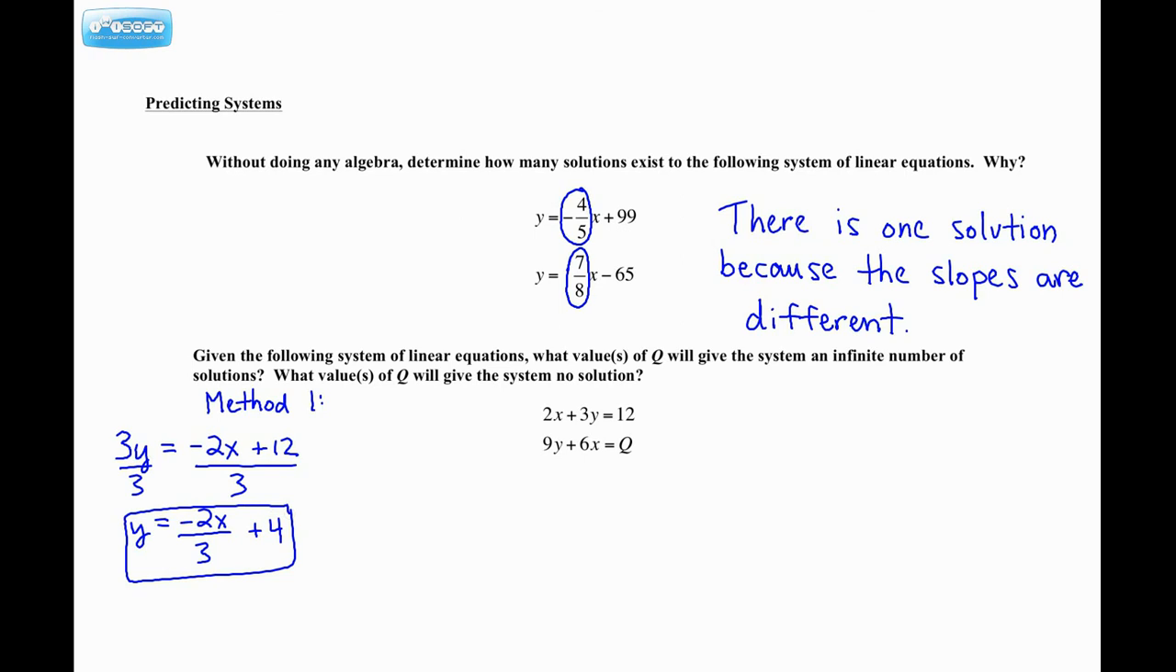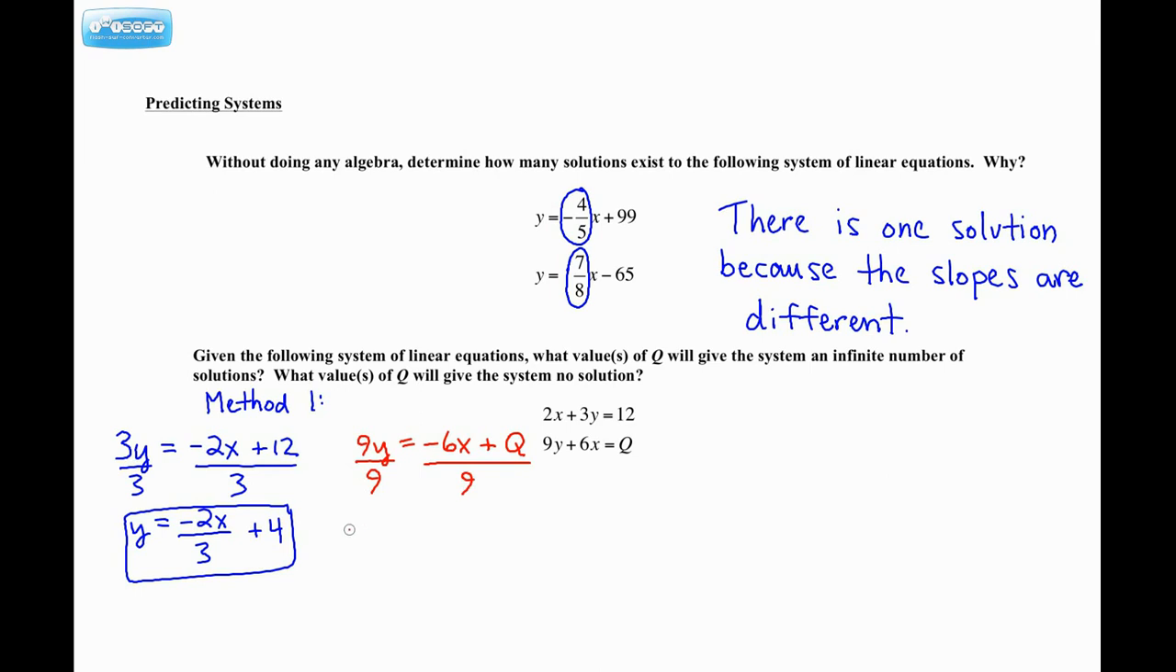Okay, the next one, which I'll do in red, it doesn't matter that I don't know Q. I'm just going to treat it just like some number. So let's solve for y. So this gives me 9y equals negative 6x plus Q, whatever Q is. And then I'm going to divide out the 9, as I normally would.